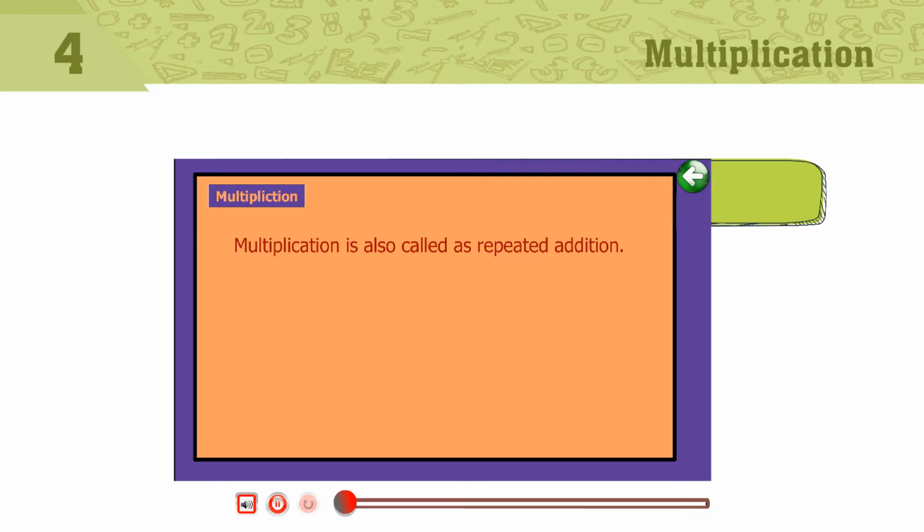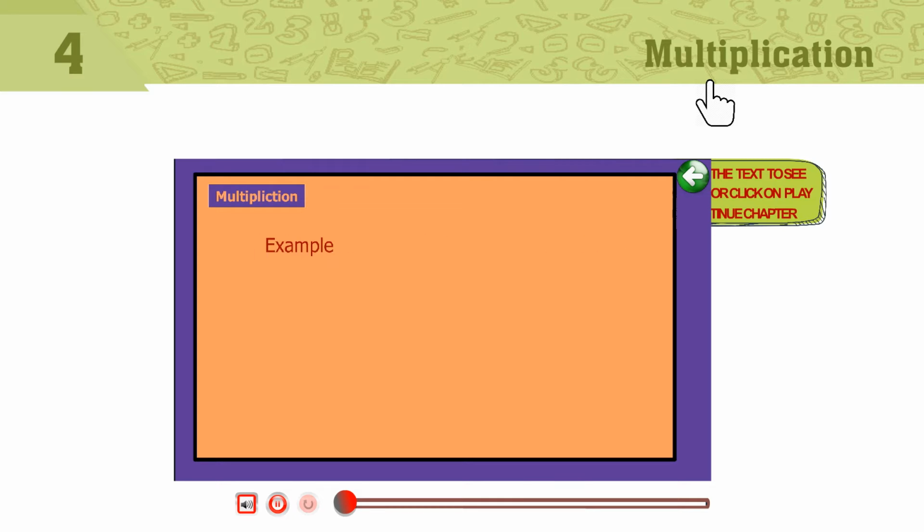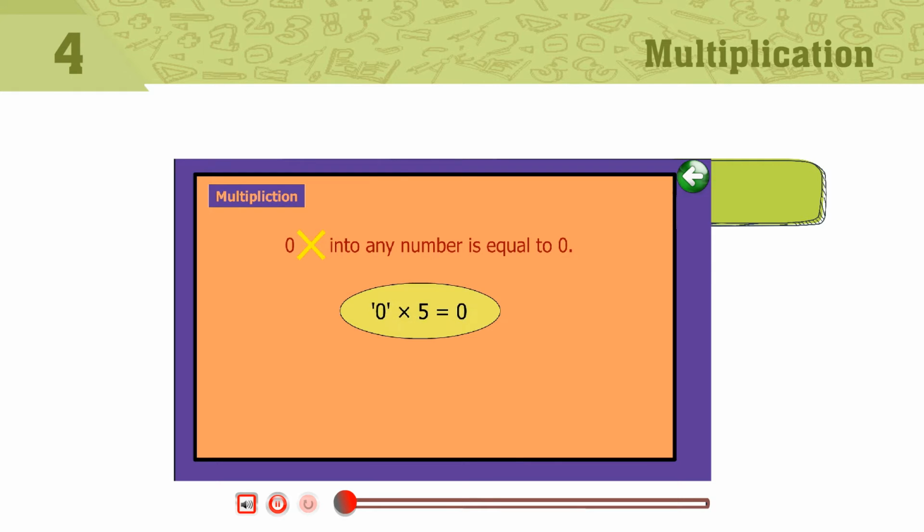Multiplication is also called repeated addition. For example, 2 plus 2 plus 2 plus 2 plus 2 can be written as 5 into 2 is equal to 10. 0 into any number is equal to 0. For example, 0 into 5 is equal to 0 and 0 into 10 is equal to 0.